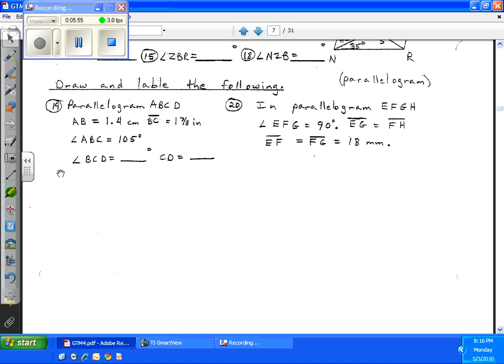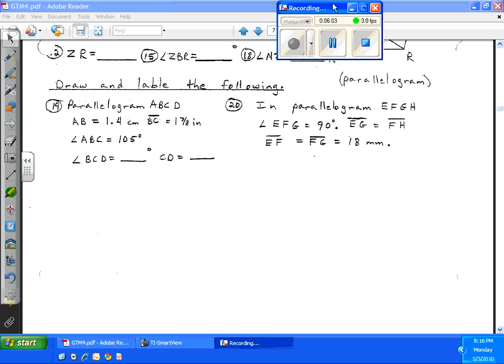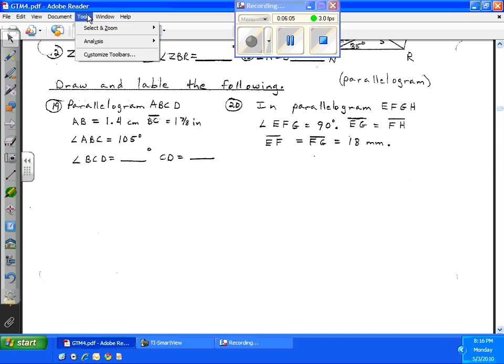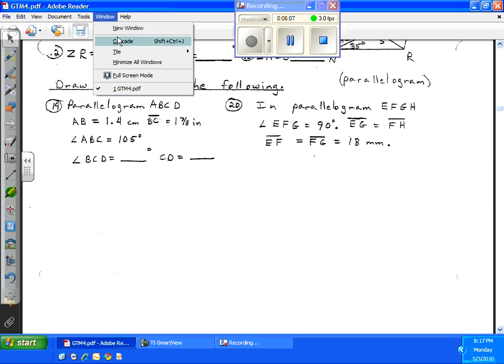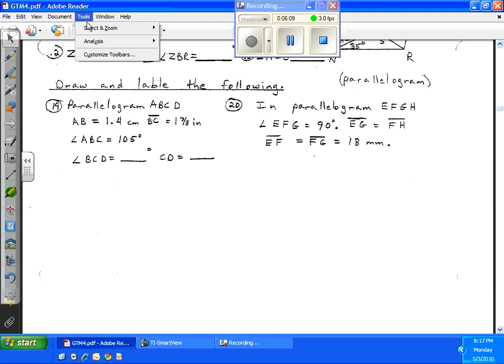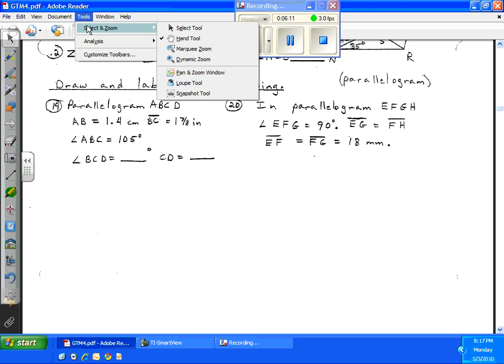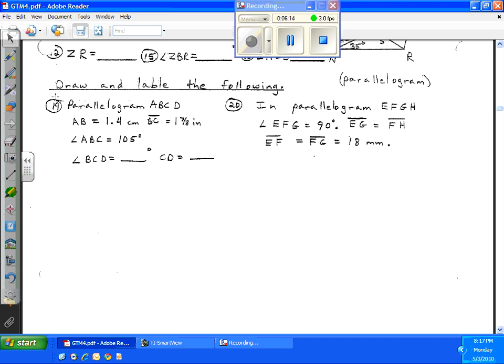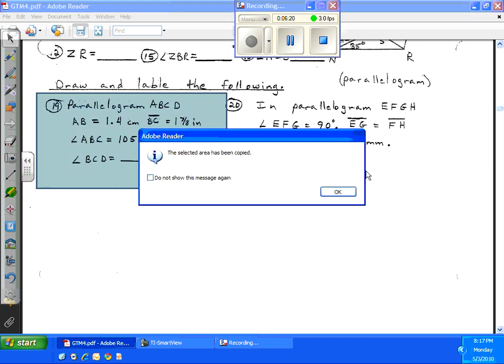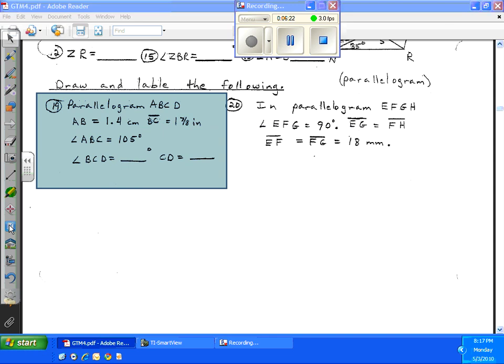Draw and label the example accurately. We wanted AB. I'm going to try something just a second. If you bear with me, I'm going to take a little snapshot tool, and I'm going to take this little question, and I'm going to try to copy and paste that into a Smartboard document.